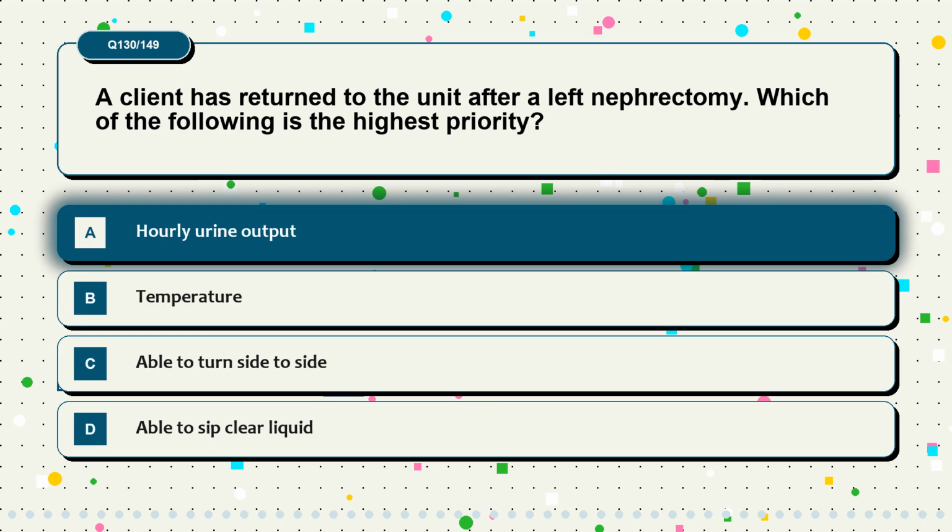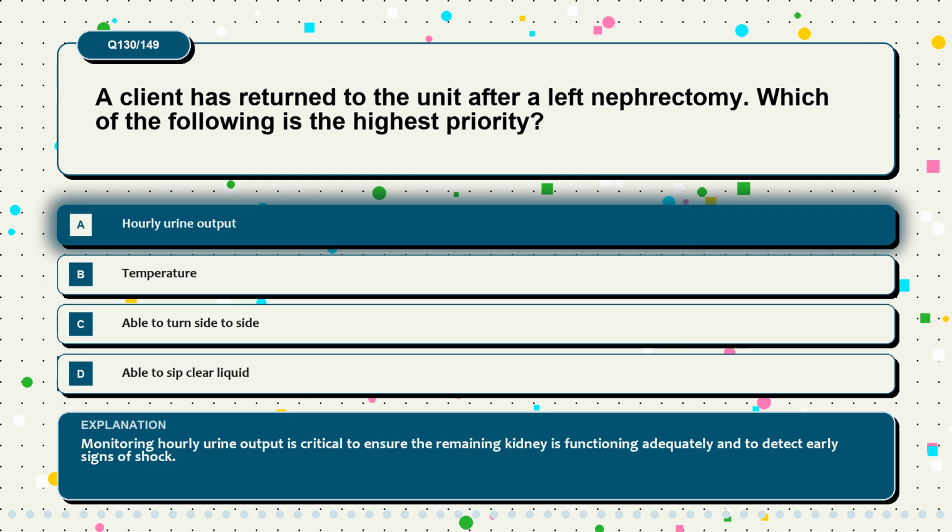The correct answer is option A. Hourly urine output. Monitoring hourly urine output is critical to ensure the remaining kidney is functioning adequately and to detect early signs of shock.